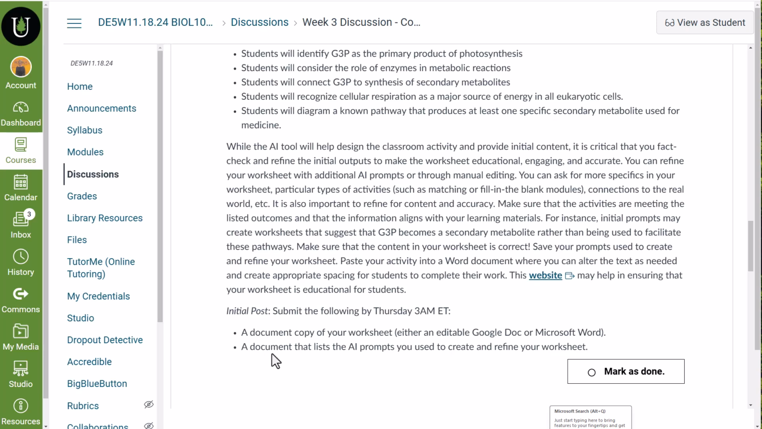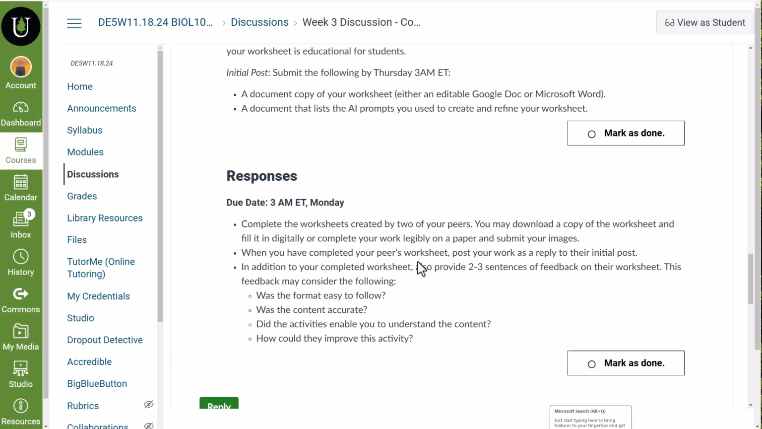And then you're also going to have another document that lists what AI prompts did you use. So you're using AI prompts to help you with this worksheet. What did you type into the AI prompt when you were doing your worksheet? When you do your response to this, you're going to pick 2 students and you're going to do the worksheets that they have provided.